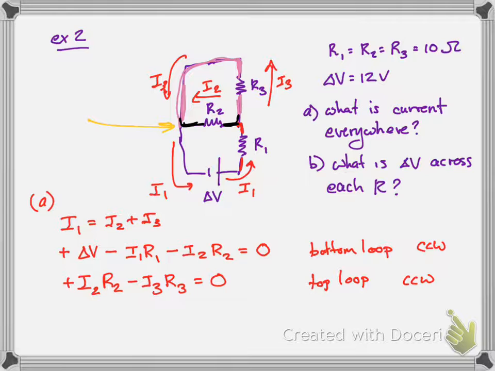Okay, so now I've got 3 equations, 3 unknowns. Now I should be able to solve for current everywhere. Once I know current everywhere, then I should be able to find potential difference everywhere. Remember, we've got to keep in mind what we know and what we don't know. We know the resistors and we know the potential differences. So the unknowns are I1, I2, and I3, right? Those are the unknowns. We know everything else. We know the resistances and the potential differences.